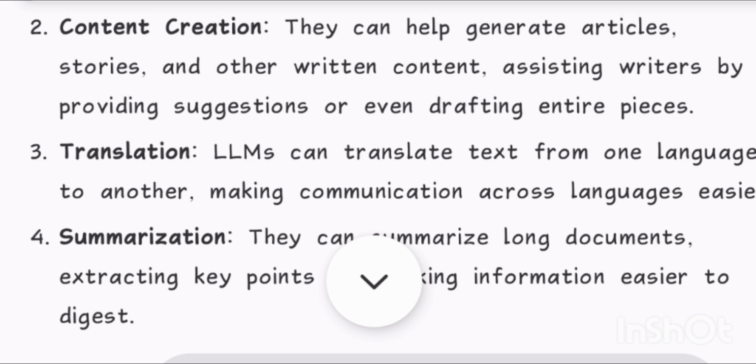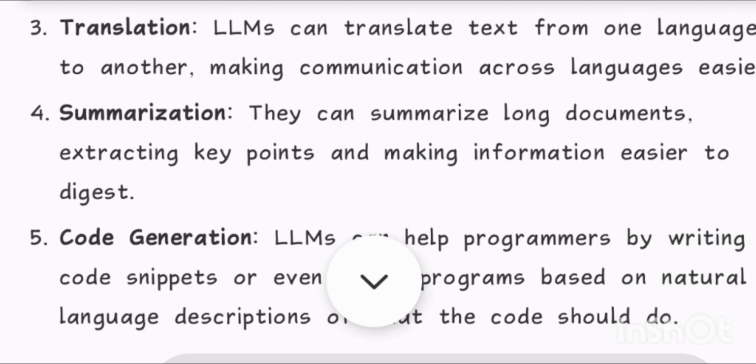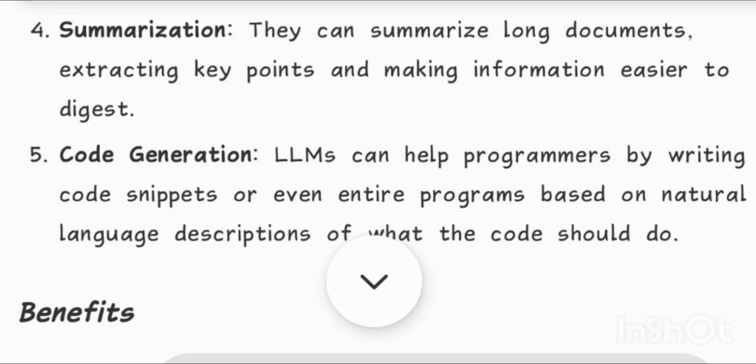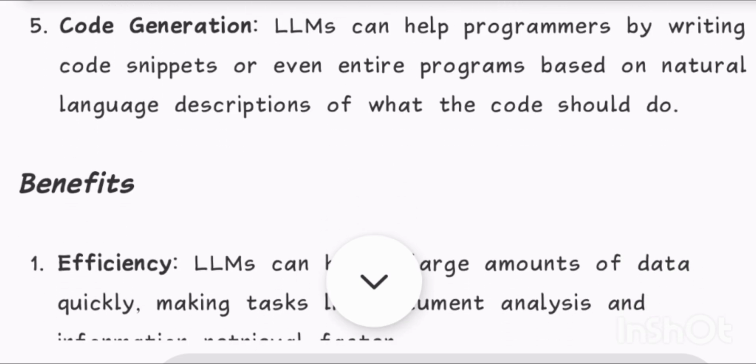2. Content creation. They can help generate articles, stories, and other written content, assisting writers by providing suggestions or even drafting entire pieces. 3. Translation. LLMs can translate text from one language to another, making communication across languages easier. 4. Summarization. They can summarize long documents, extracting key points and making information easier to digest. 5. Code generation. LLMs can help programmers by writing code snippets or even entire programs based on natural language descriptions of what the code should do.